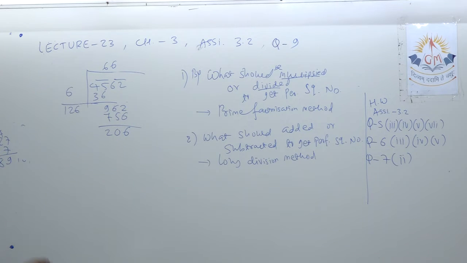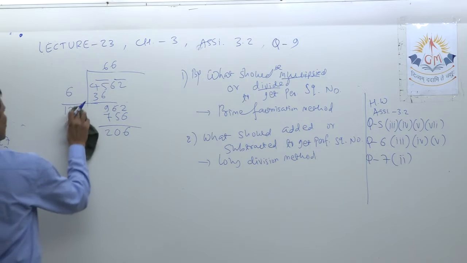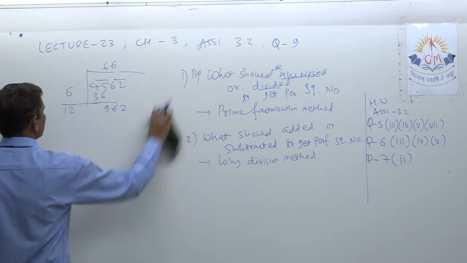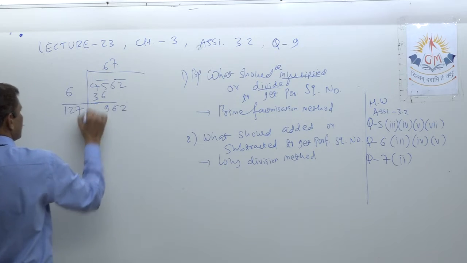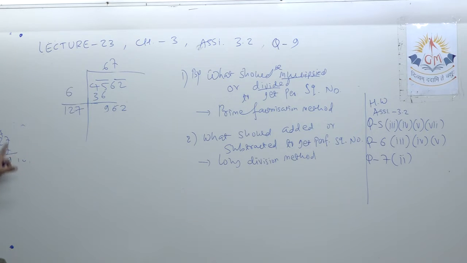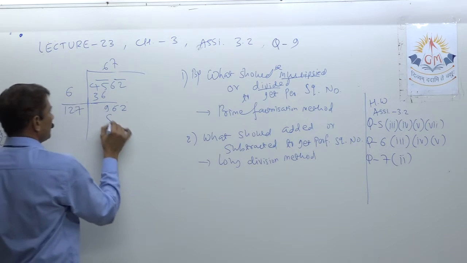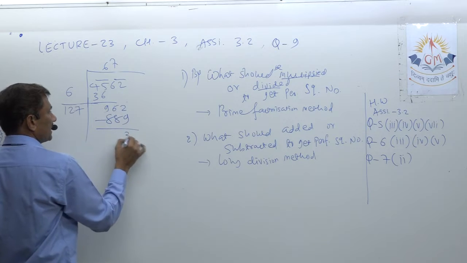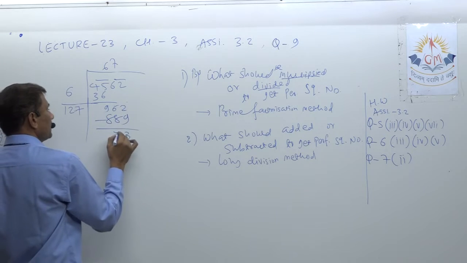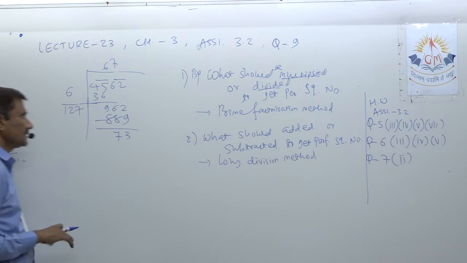Sorry, 889 will also work. 889 will work here. Okay, so 7s, 127 into 7. So 7 7s are 49, 7 2s are 14 plus 4, 18. So 889 will work here. Okay. Now 12 minus 9, 3. 15 minus 8, 7. 8 minus 8 is 0. Only 73 left.